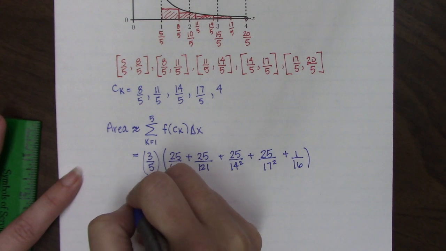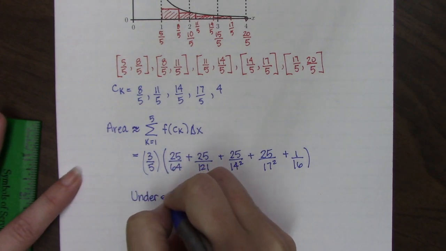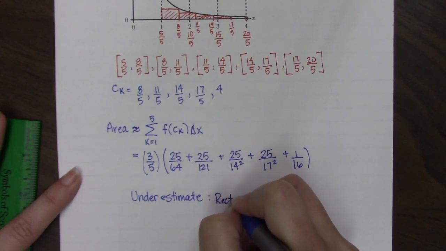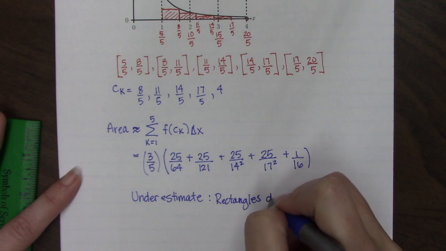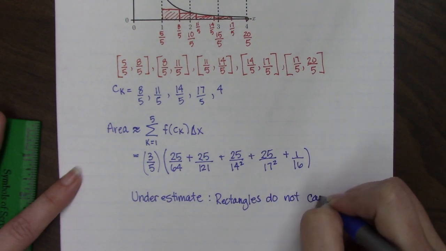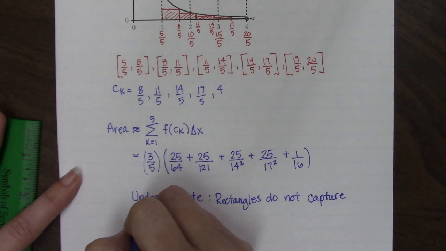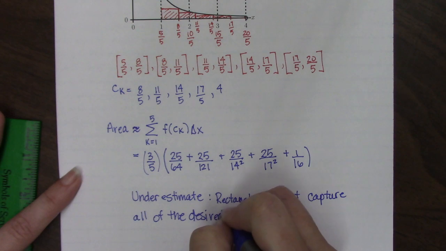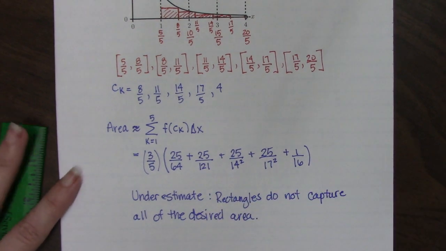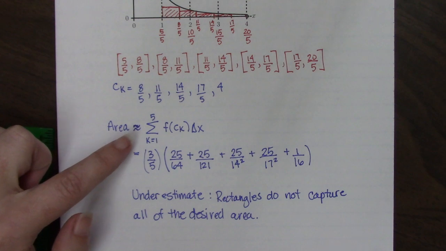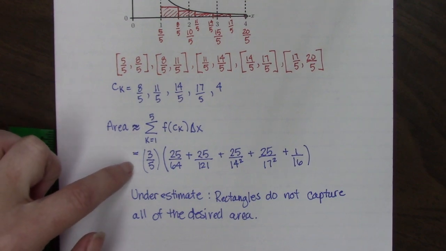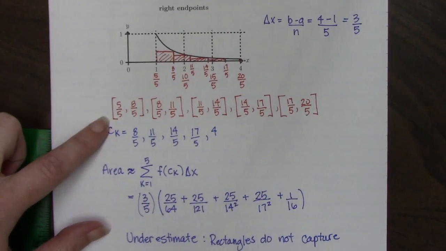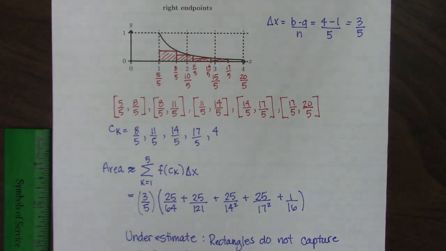And we know from our picture that this is an underestimate. The rectangles do not capture all of the desired area. This is why a traditional equal sign would be inappropriate here. It's okay to put this equal sign here because I'm saying this is what the summation equals, but the area is approximate to that because we can see all these gaps that we've not accounted for in this method.